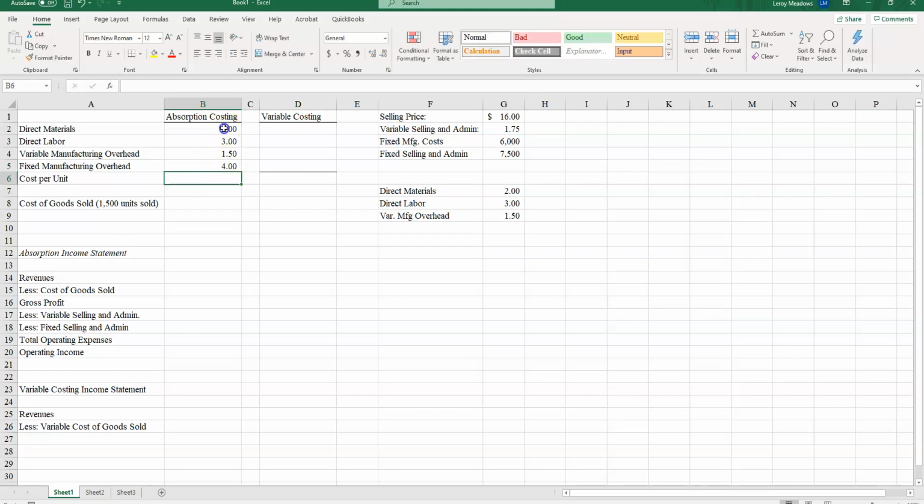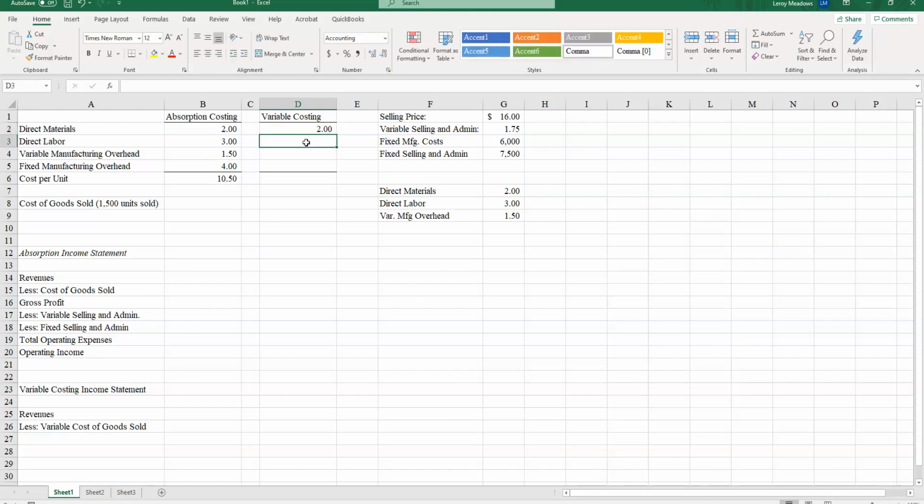So my total product cost per unit under absorption costing is going to be the total of direct materials, direct labor, variable manufacturing overhead, and fixed manufacturing overhead, and that gives me a cost per unit of $10.50. Now let's look under variable costing. Variable costing says I'm only going to take the variable manufacturing costs and use that to compute my cost per unit. So direct materials, that's a variable cost, so we're going to include that.